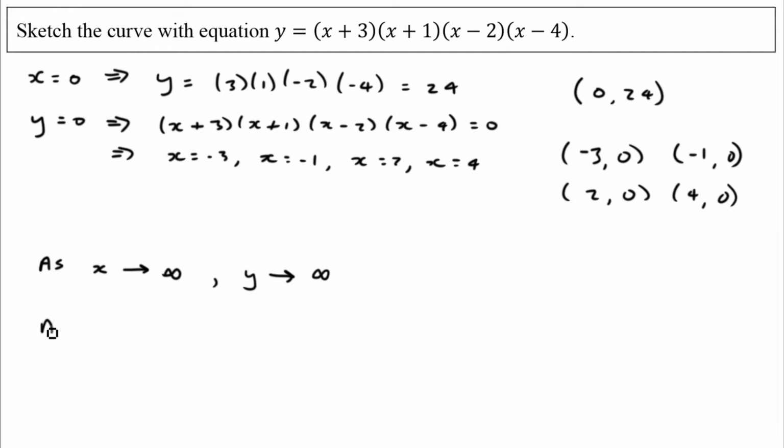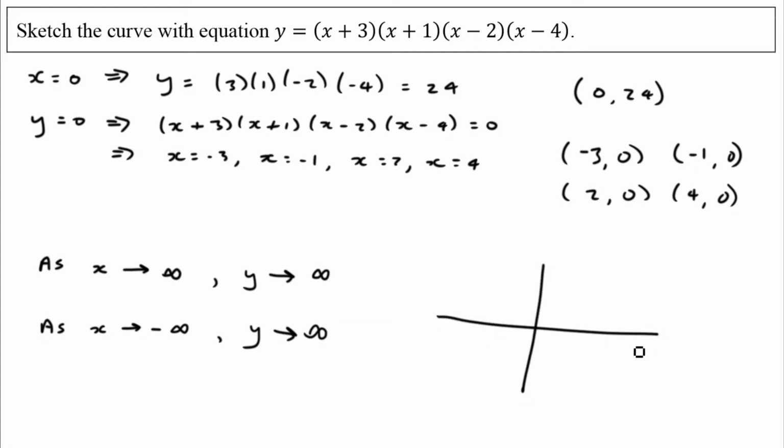What happens as x tends to negative infinity? In other words, if x gets smaller and smaller, larger in magnitude, but getting increasingly negative, then every one of these 4 brackets will be a very large negative number. But when we multiply the first 2 negative numbers together, we will get a positive number. When we multiply the last 2 negative numbers, we will get a positive number, and then multiplying those 2 positive numbers together, we will get another positive number. So y will tend to infinity in this case as well.